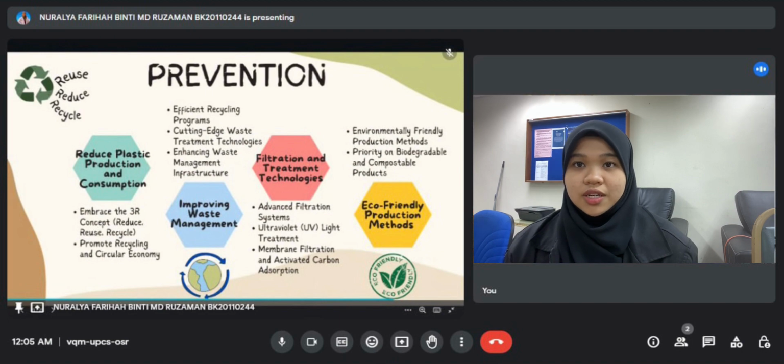Lastly, industries must adopt eco-friendly production methods, prioritize biodegradable and compostable products by encouraging the use of alternatives to traditional plastic to minimize microplastic pollution and reduce the escape of microplastic during production.